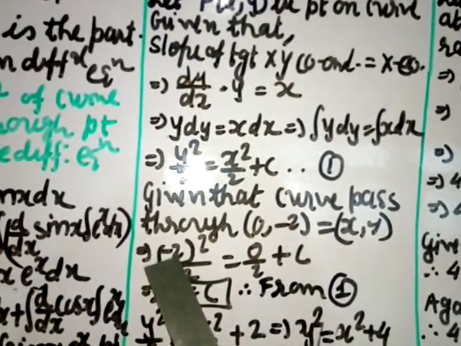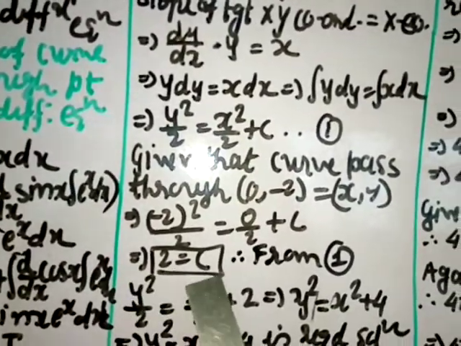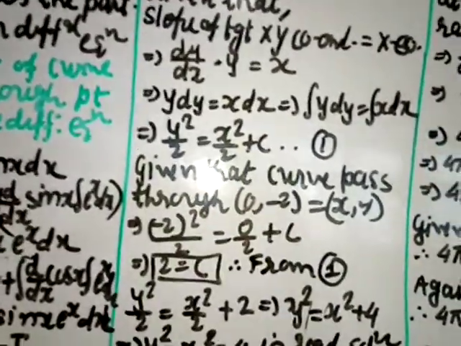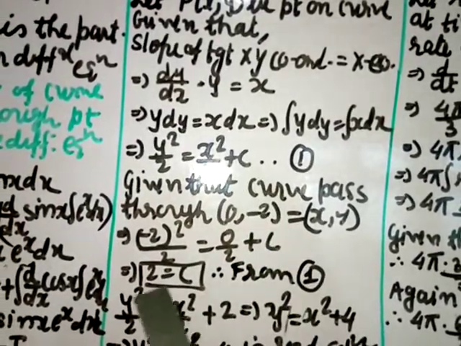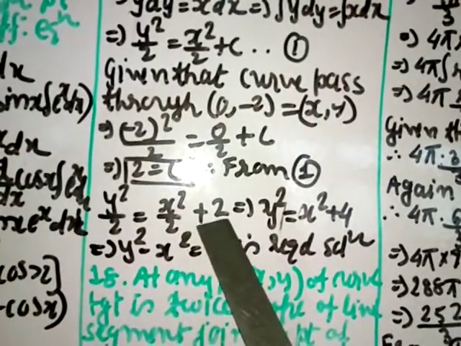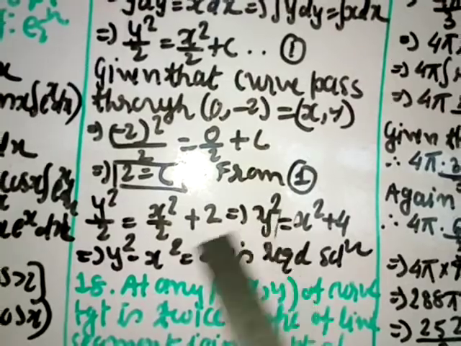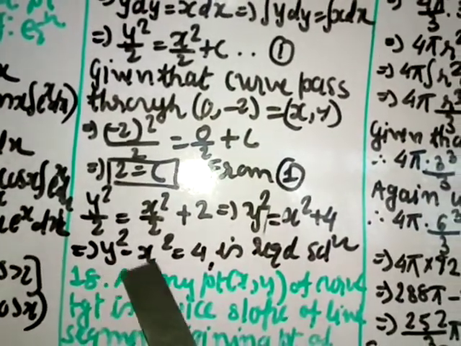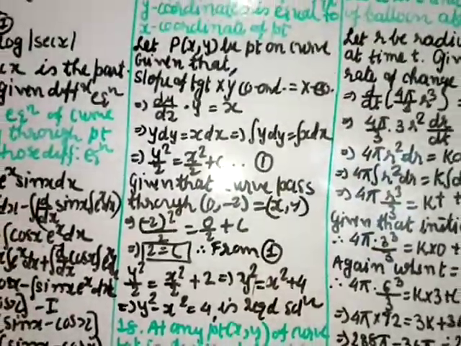Minus 2 square is 4, cut by 2, so we get 2. So the value of c is 2. Now put in equation 1. Here put y square by 2 equal to x square by 2 plus c, equal to 2. Okay, I put here. Then I'll take LCM, so 2 to multiply here. So y square equal to x square plus 4. x square you transfer here becomes minus. So y square minus x square is equal to 4, and this is the required particular solution for the given differential equation.